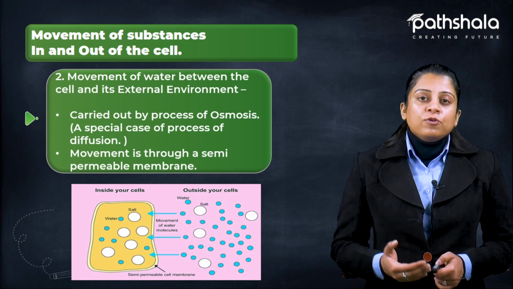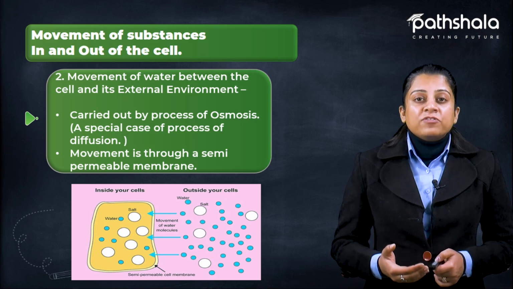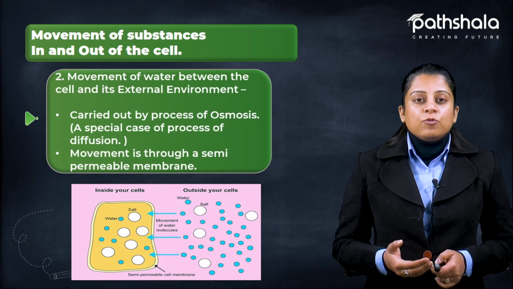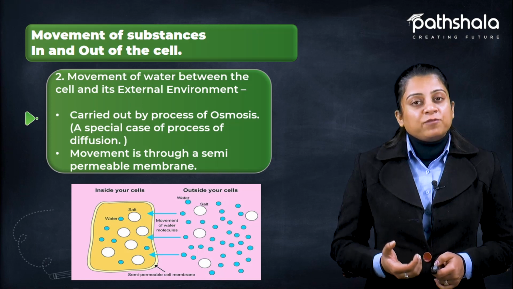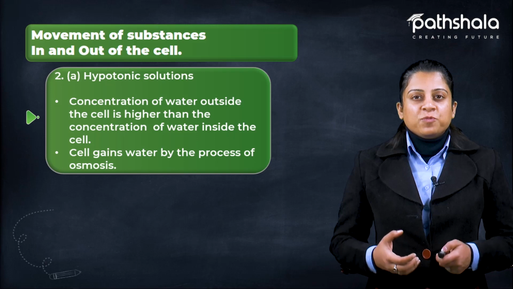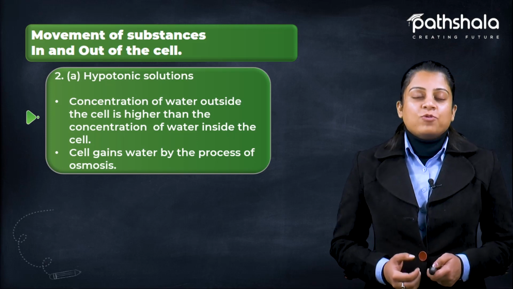So we also term osmosis as a special case of the process of diffusion. So movement is through a semi-permeable membrane. This is the main point that we have to remember here. Let us study a little more about the movement of substances in and out of the cell.